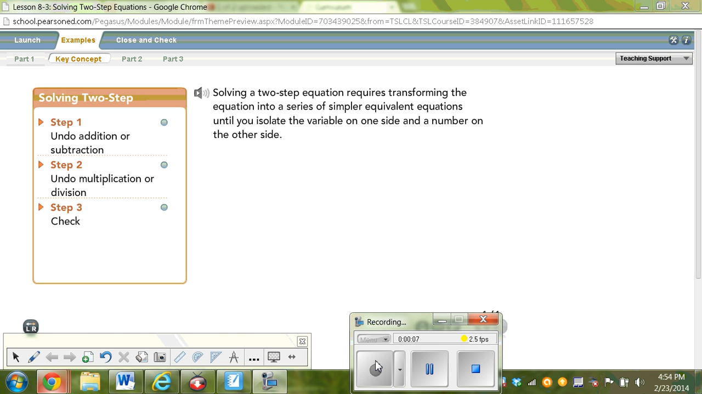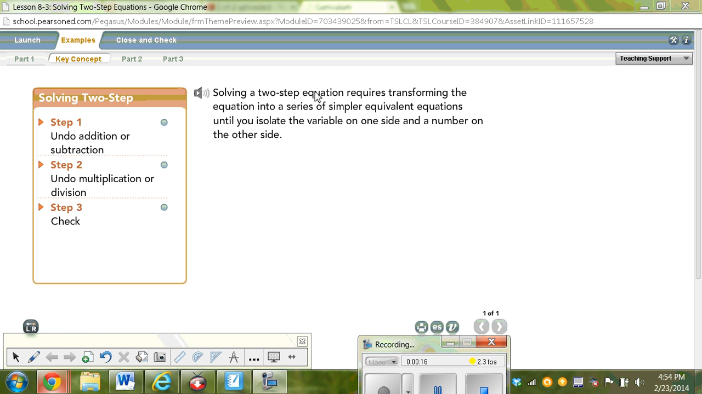We're going to begin with some key concepts, so we need to write down some vocabulary. Solving a two-step equation requires transforming the equation into a series of simpler equivalent equations until you isolate the variable on one side and a number on the other. What is that saying? It says you want the letter by itself and a number on the other side. So we're going to do everything we can doing PEMDAS, or the order of operations, backwards so that we can get the variable or letter all by its lonesome. It doesn't play well with others.